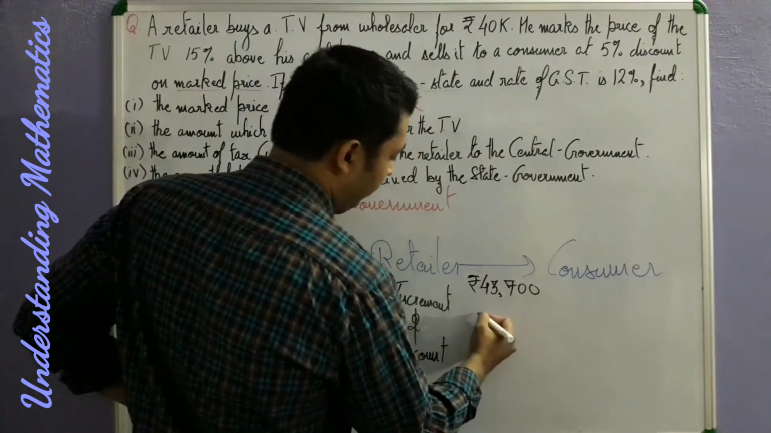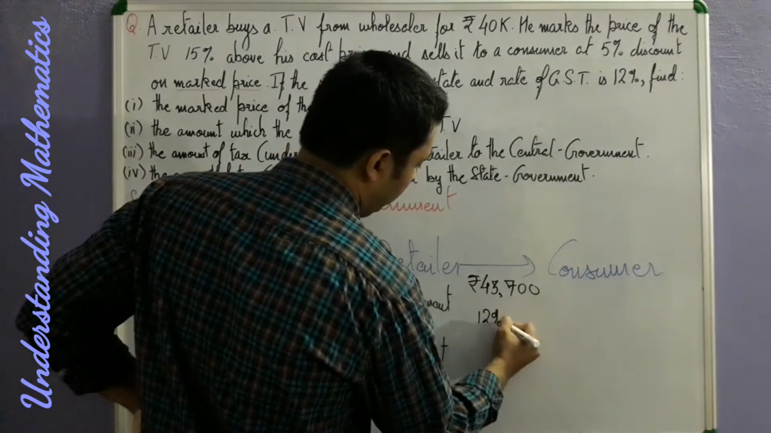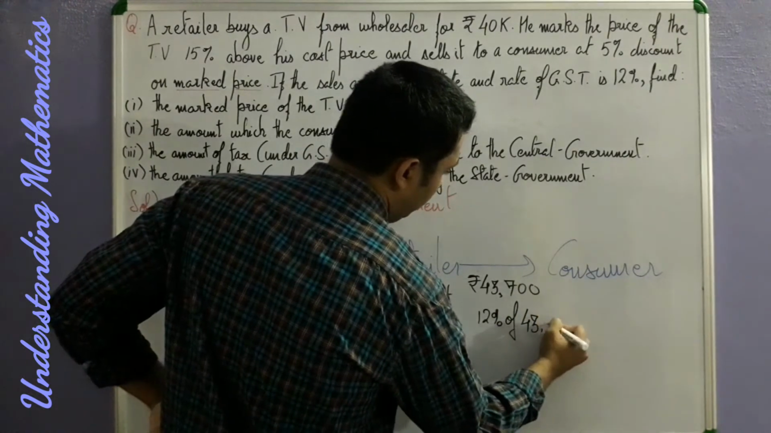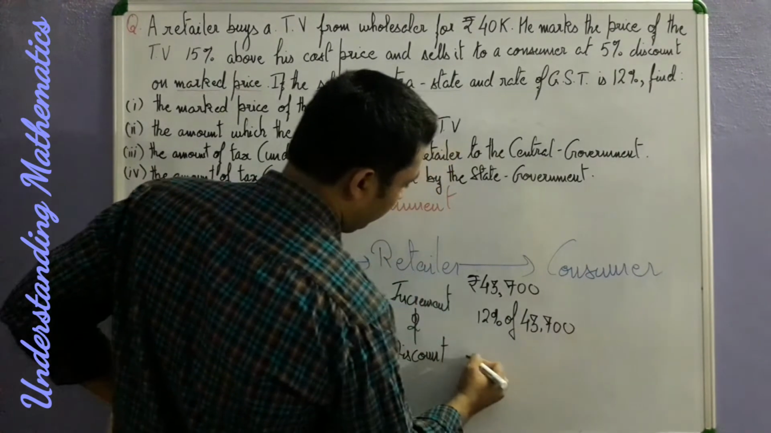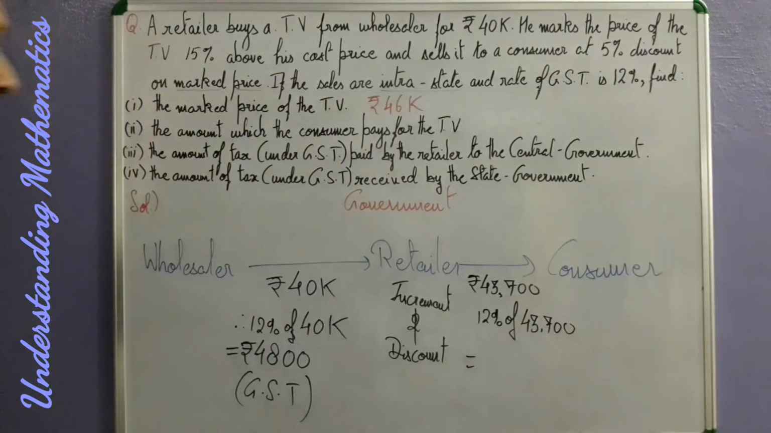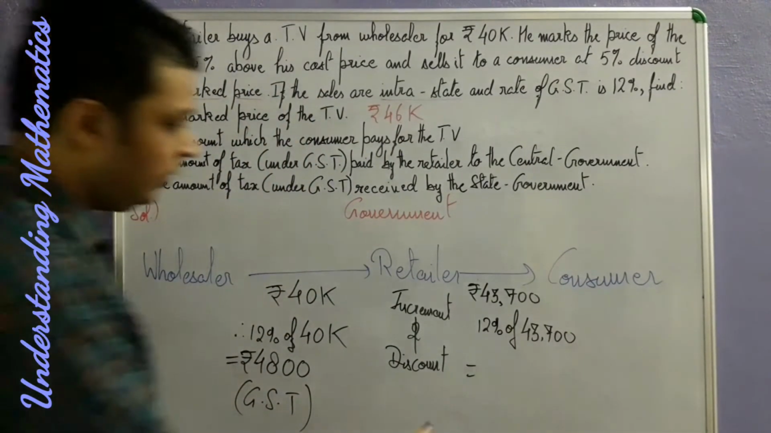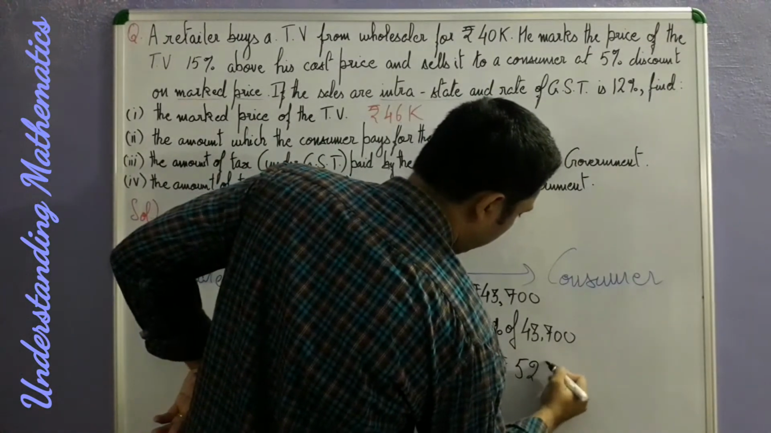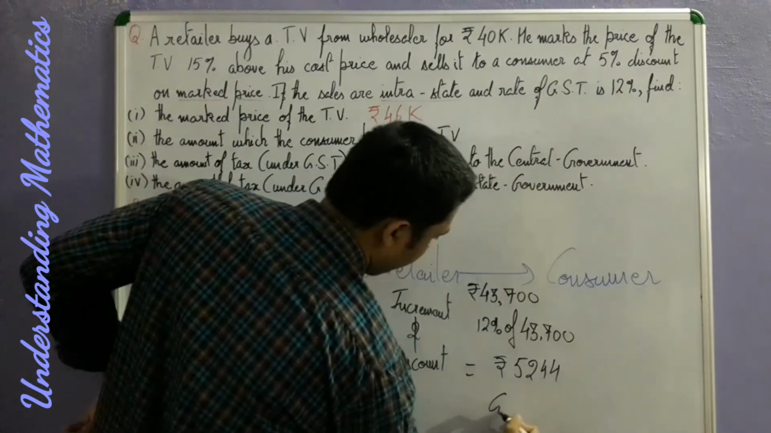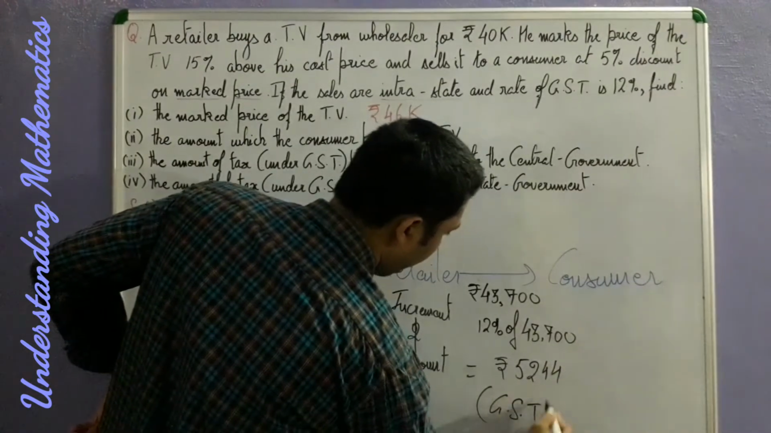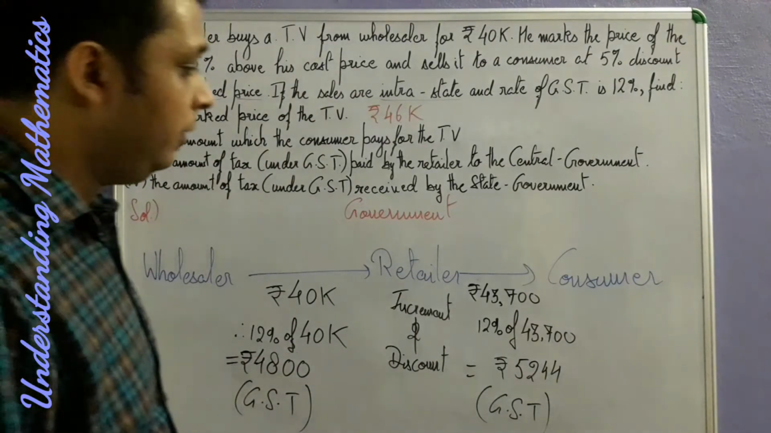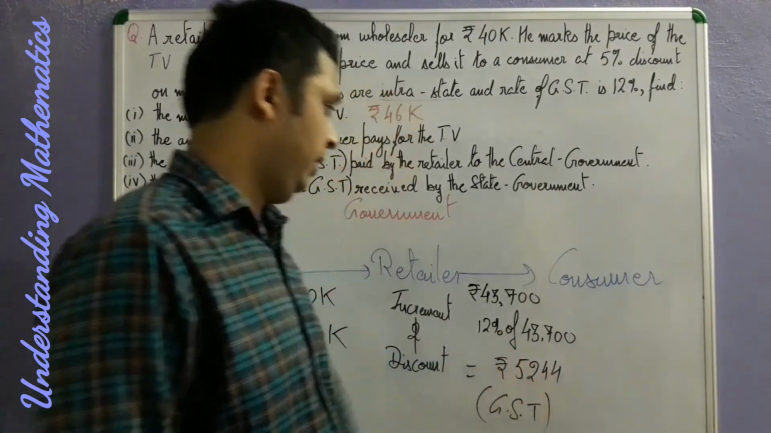So what do we get? We get 12% of 43,700. I'm sorry for those mistakes. So if you calculate this, you will get rupees 5244 as GST. Clear? So this is the amount which the consumer will pay as GST.